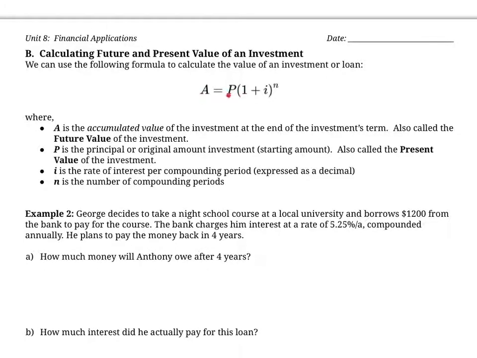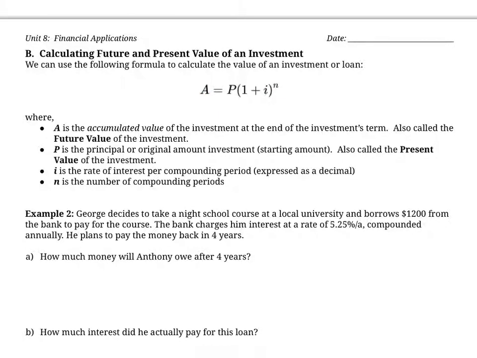P is its value right now. Like right now we invested $1,000. So P can be considered the principal, the initial amount that we invested or the initial amount we borrowed. Another way to think of it is what's the value today? So today that amount was worth $1,000. Later on it was worth closer to $6,000.